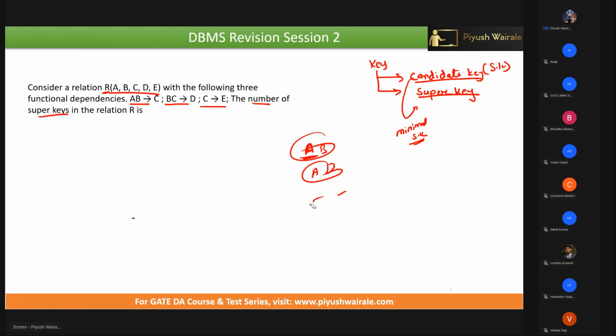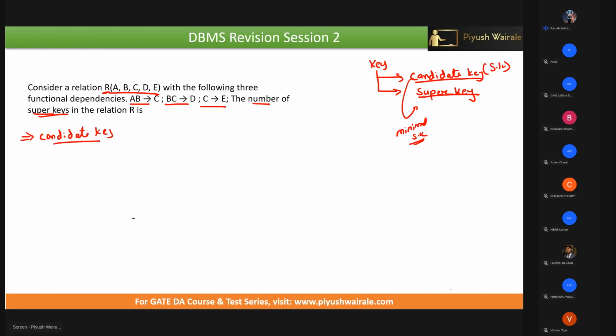So if you understand this, let's try to solve the question here. We need to find out the number of super keys. Now, what I just said: if we know the candidate key, we can find out the number of super keys, because the combination of the candidate key with the remaining attributes will be my super keys. So here, if you observe, how do we find out the candidate key first?